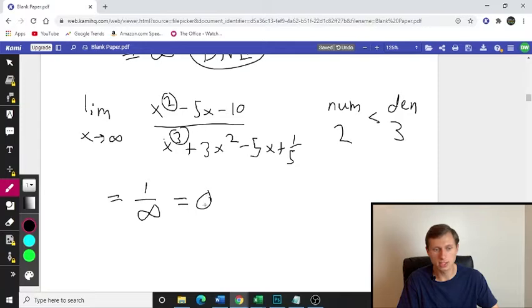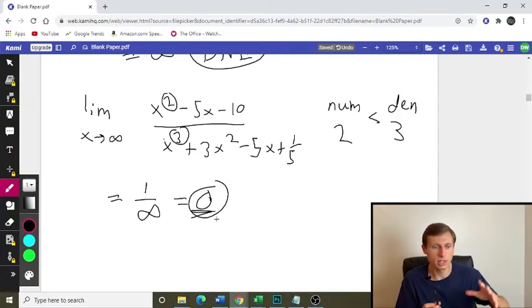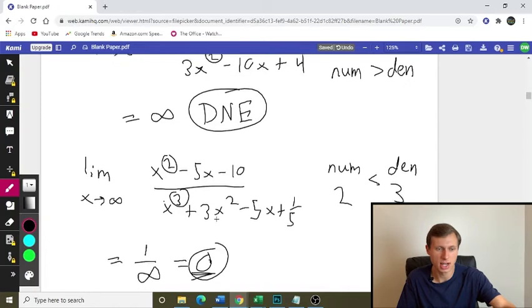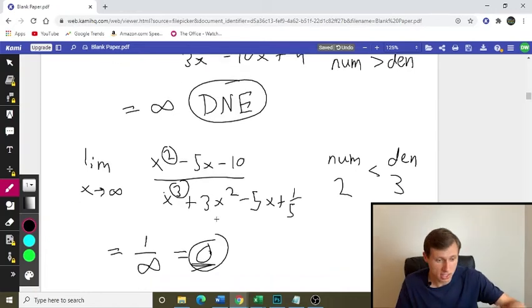And this one does exist. Like 1 over infinity exists because it's 0. The answer is 0. It's not infinity. So before, when the limit was infinity, we said does not exist. When the final answer is 0, that's a perfectly acceptable answer to have.